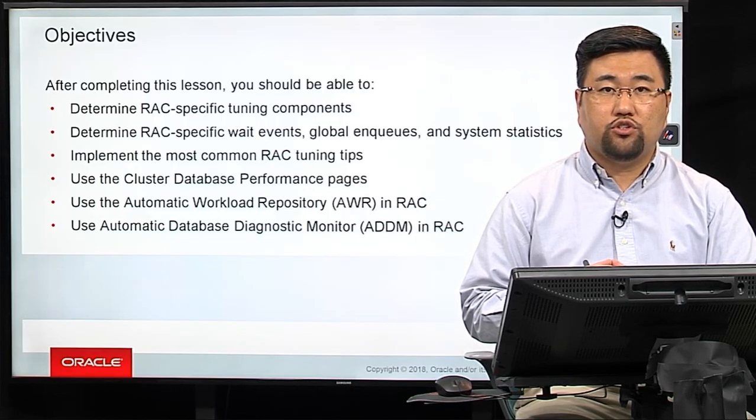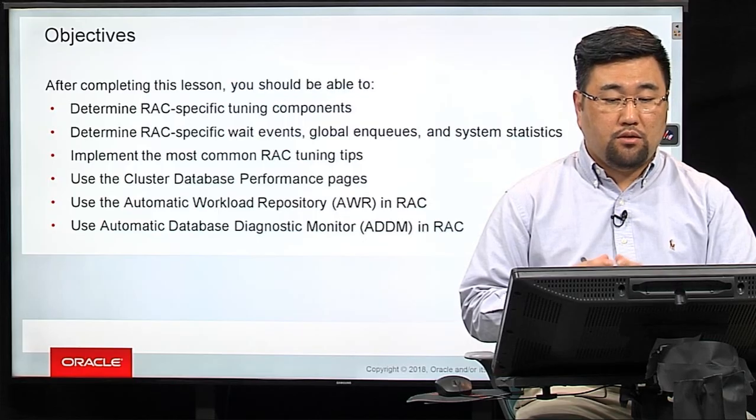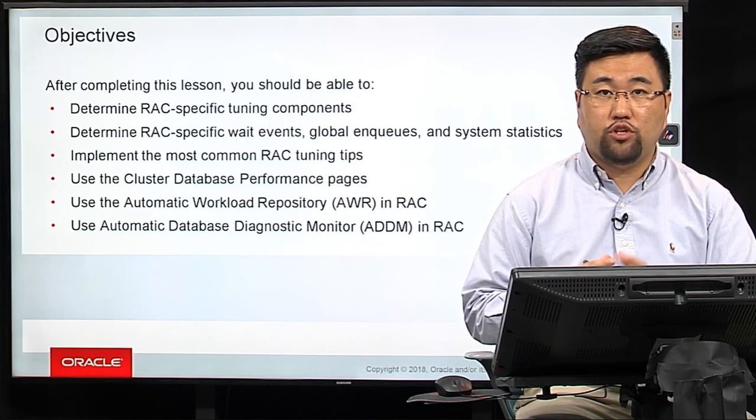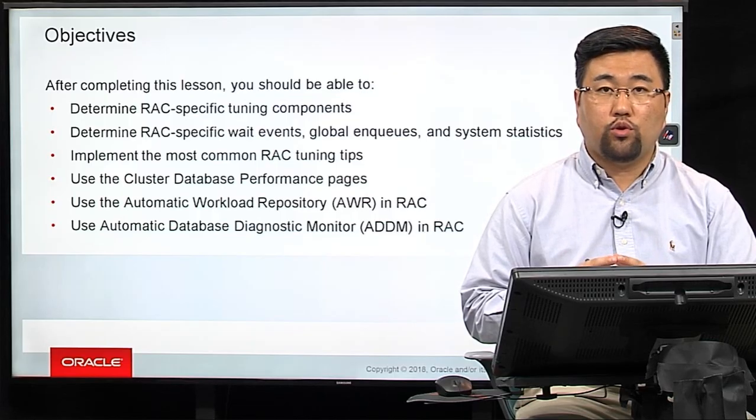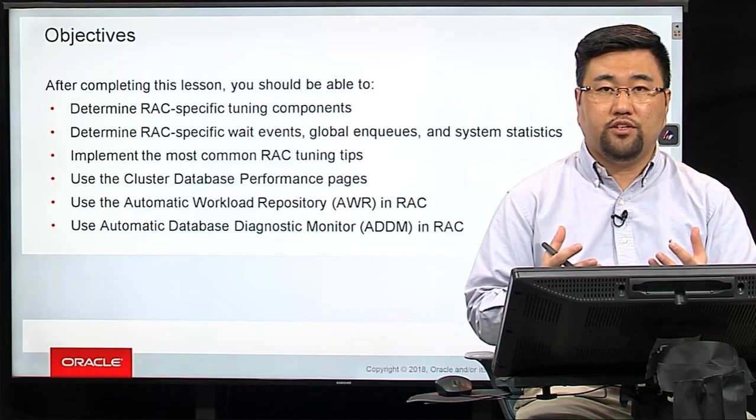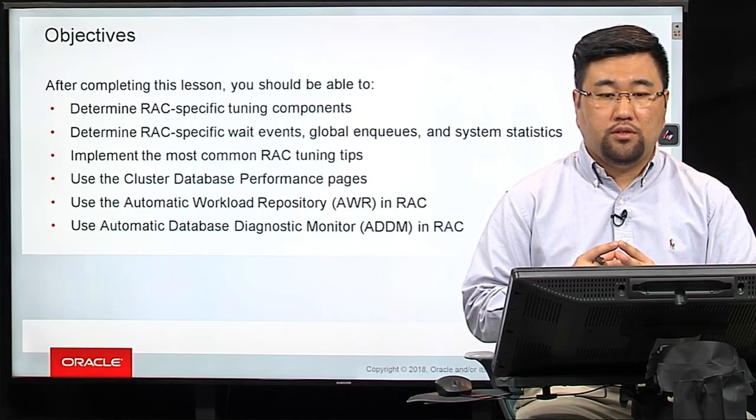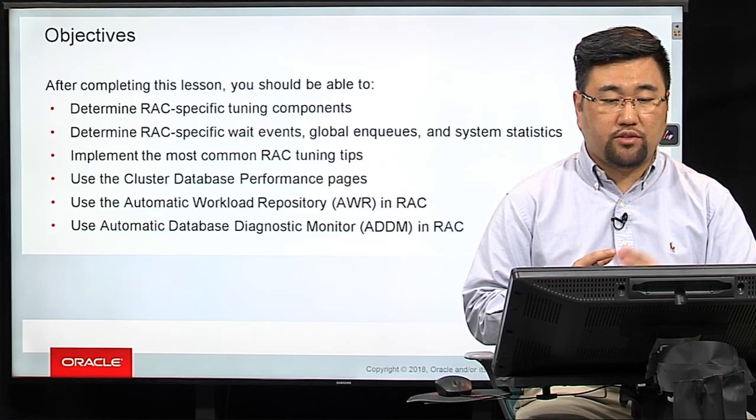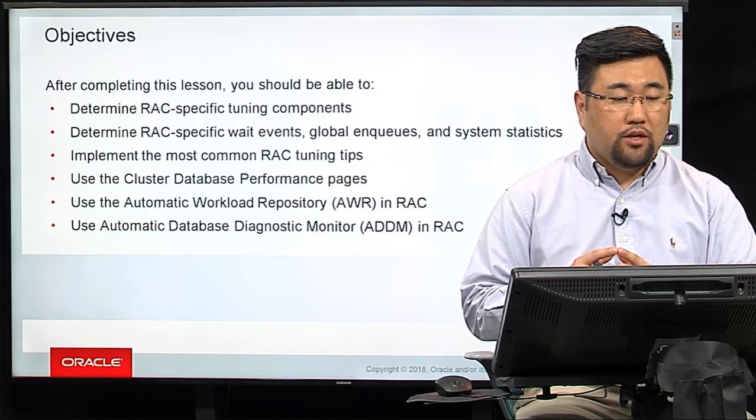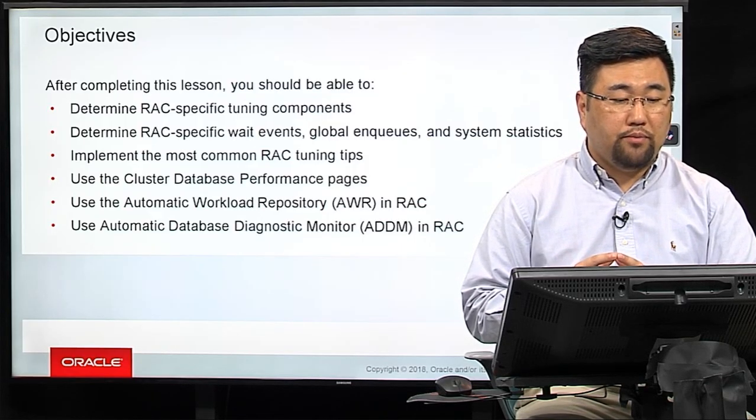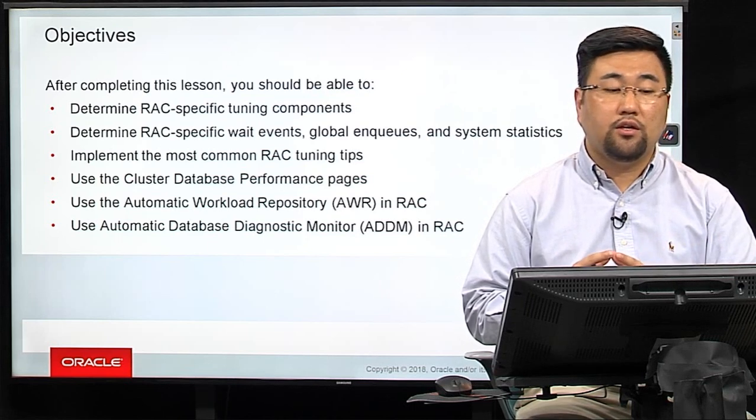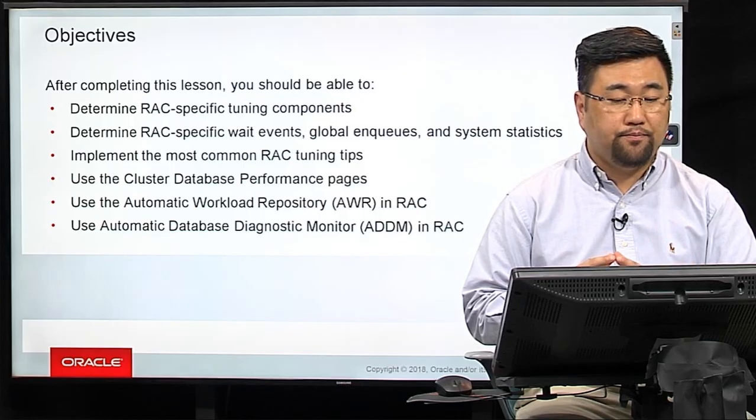Yesterday, we had a discussion about global enqueue service and global cache service. In order to control concurrency across instances in a RAC environment, global concurrency management is important, so we had a discussion on this area. And also how to implement the most common RAC tuning tips. This will be the second part of this lesson.